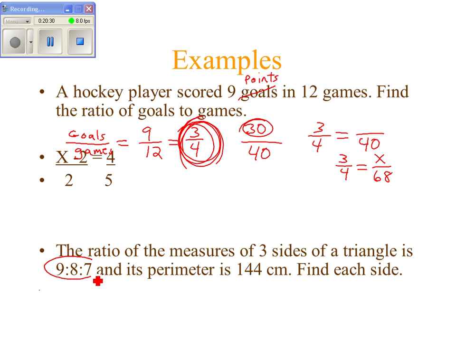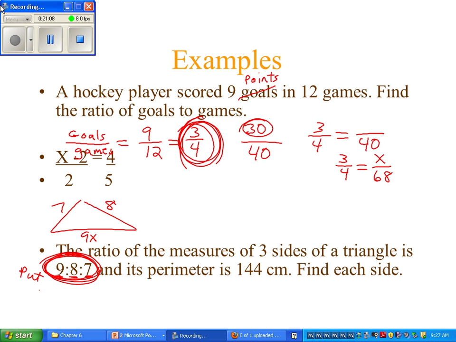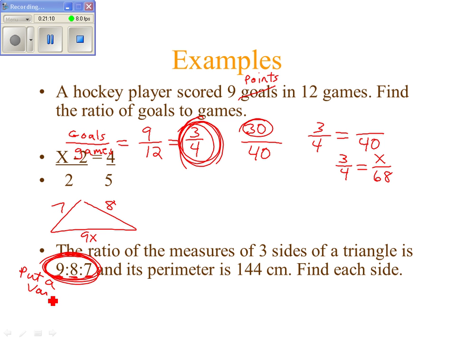Anytime you see this, we talked about this earlier this year. Does that mean that this triangle's sides are 9, 8, and 7? No. What do you have to do with each of those numbers? Anybody remember that? Instead of this side being just 9 units long, what do we put with that? Put a variable with it. Anytime you see something written this way, or it's got more than 2, so you can't just set up this over this, always put a variable with each number.